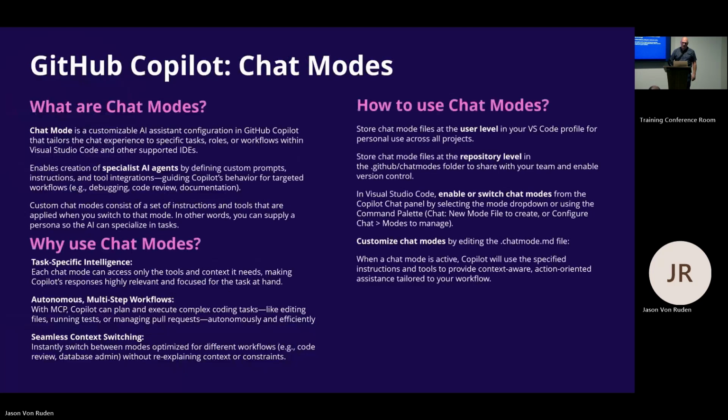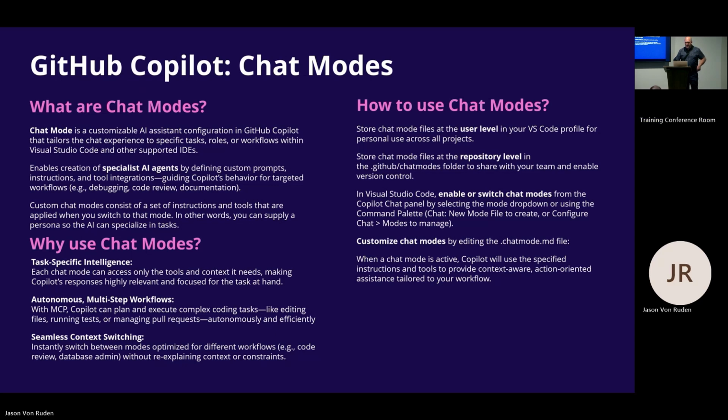Okay. So GitHub Copilot, we're talking about chat modes now. This is where the real power of Copilot is. So what is a chat mode? A chat mode is a customizable AI assistant where you do tasks and workflows. You can make it a specialist for specific things, or it could be more general. You can use MCP servers, and I'll get into what that is.